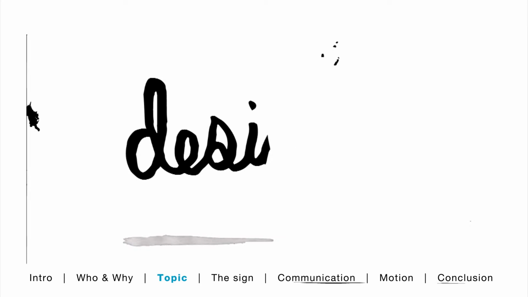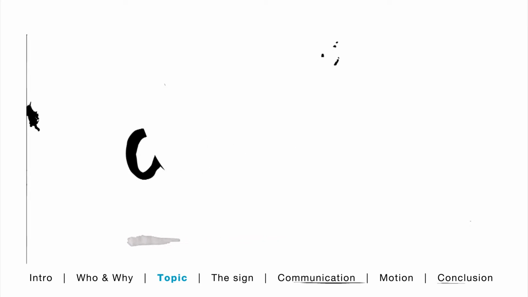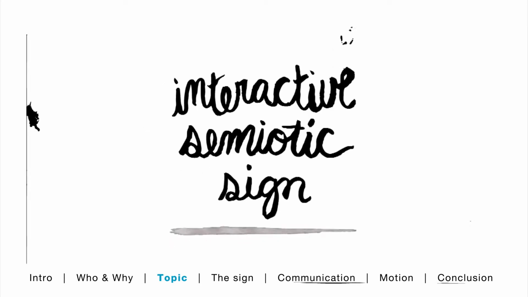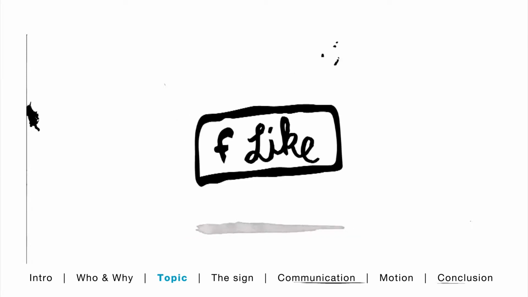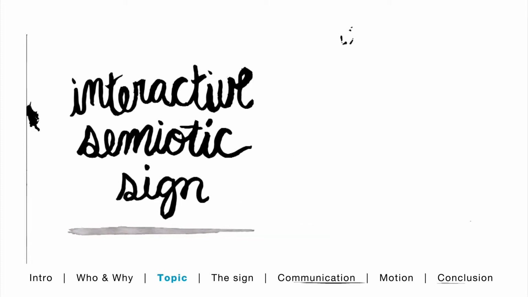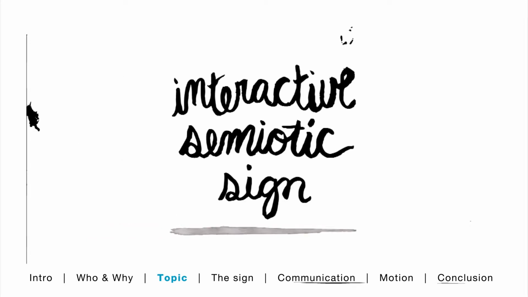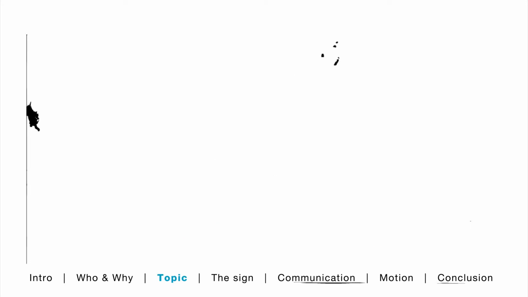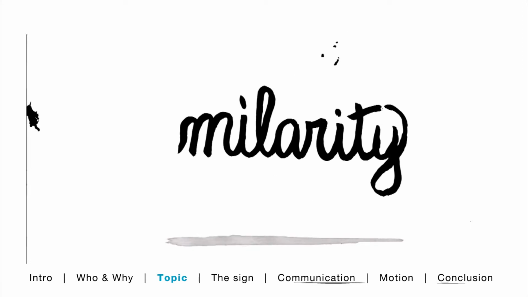In this presentation, I will be discussing how graphic designers can use interactive semiotic signs in digital environments, like the Facebook like button, to create powerful experiences that affect human behavior and society because of their similarity to communication and motion in the physical realm. By looking at a few examples, we will see how interactive semiotic signs shape user perception in digital environments because of their similarity.